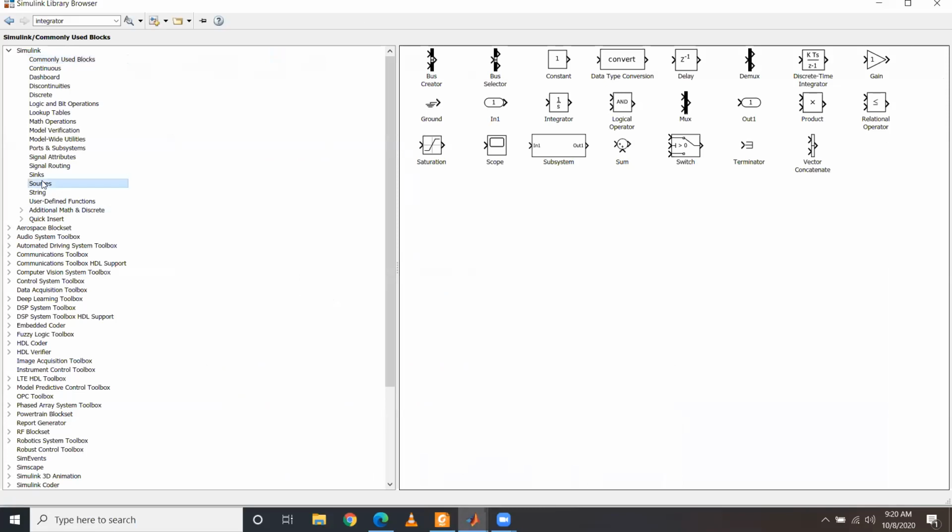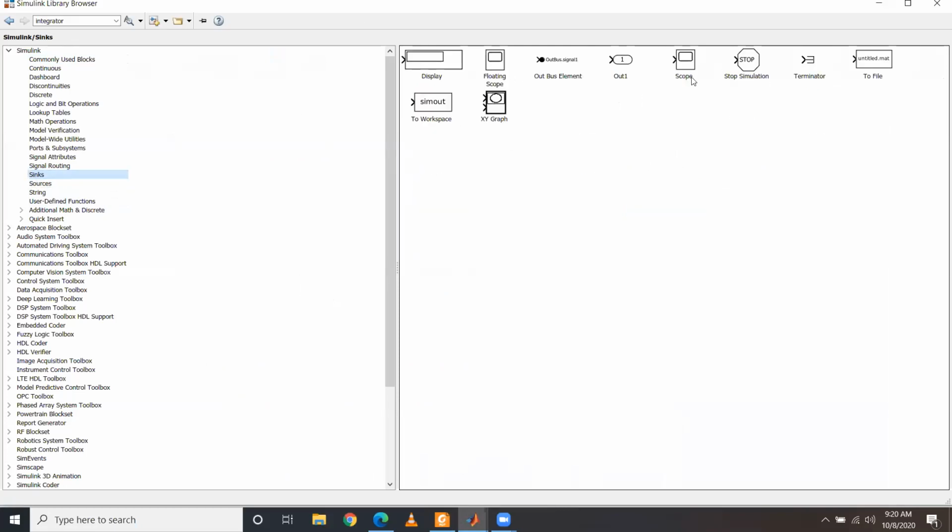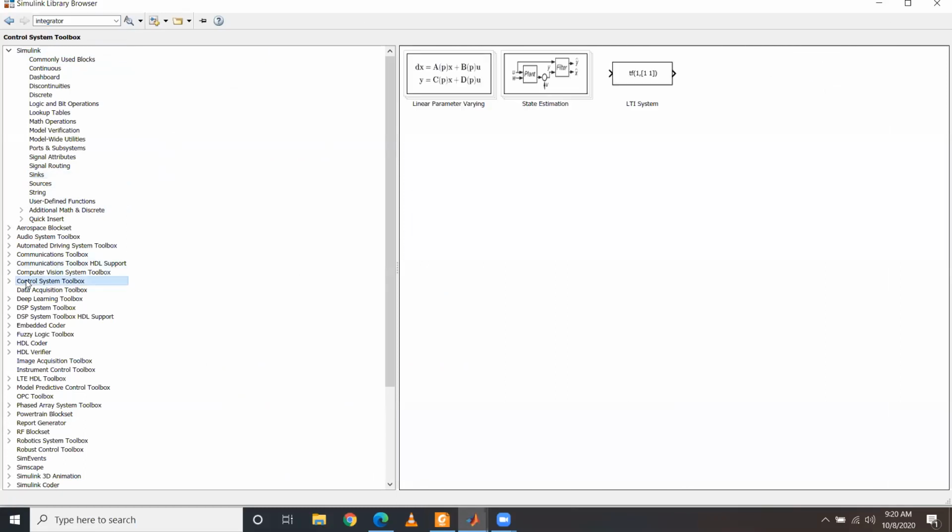If you go to sources, you'll find step. If you go to sinks, you'll get scope. If you can't find them, just search for them. They'll come. The last one, LTI system, you can either search or you can go to control system toolbox and LTI system.